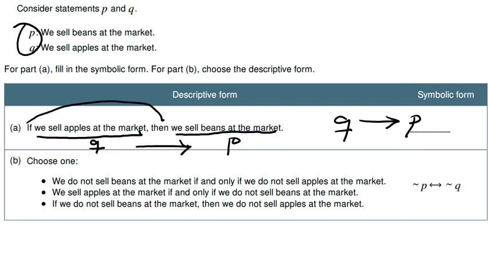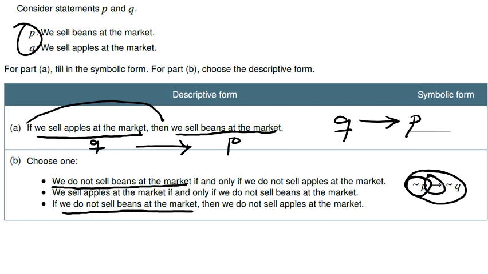For part B, we want to take the symbolic form and convert it over to the descriptive form. Well, if you look at the beginning of this, this is not P. Not P represents we do not sell beans at the market. We do not sell beans at the market is right here. But if you look at this, and I covered it up unfortunately, but if you look at that, that's an if and only if arrow. So that's an if and only if statement. So we know it's not this one because it's then.